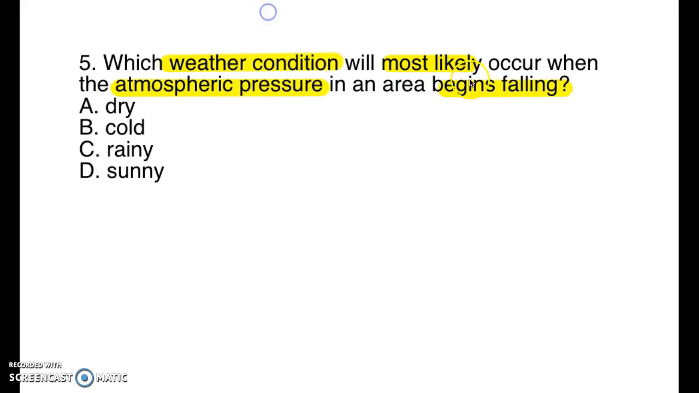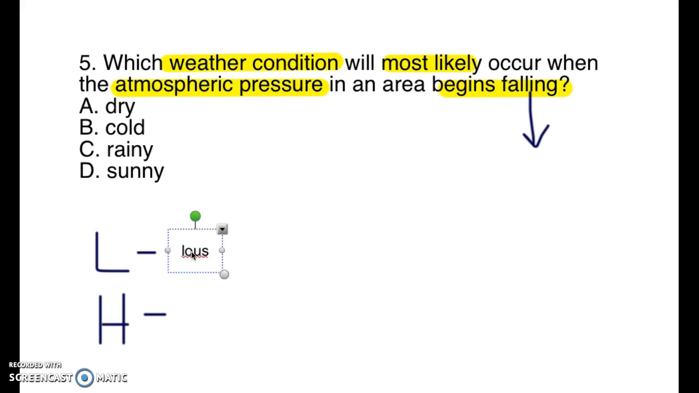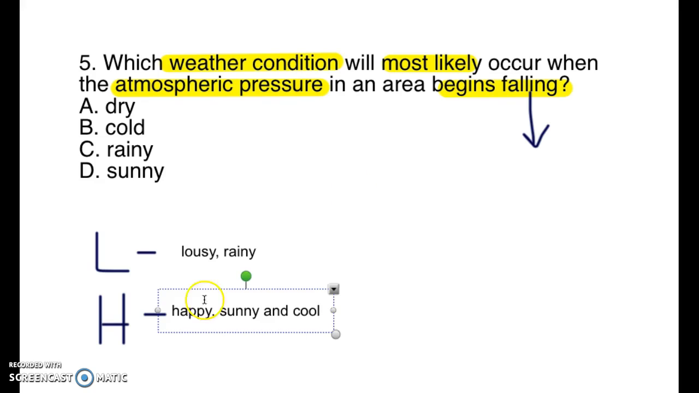Now, when it says it begins falling, that means it's going to go lower. I remember I have two pressures. I have low and I have high. Low meant that I have lousy, rainy weather. High meant that I had happy, sunny, and cool weather. If it's falling, it should be looking more at the low pressure.